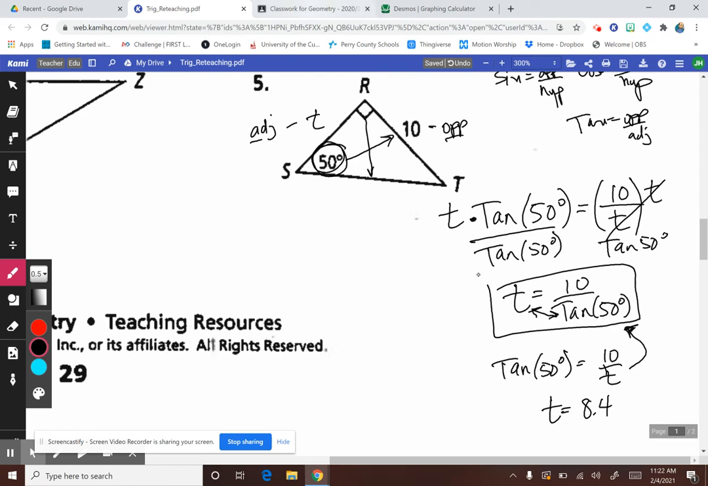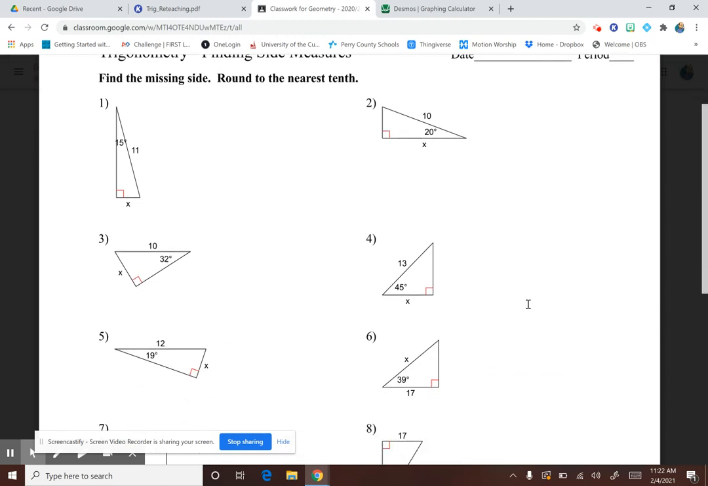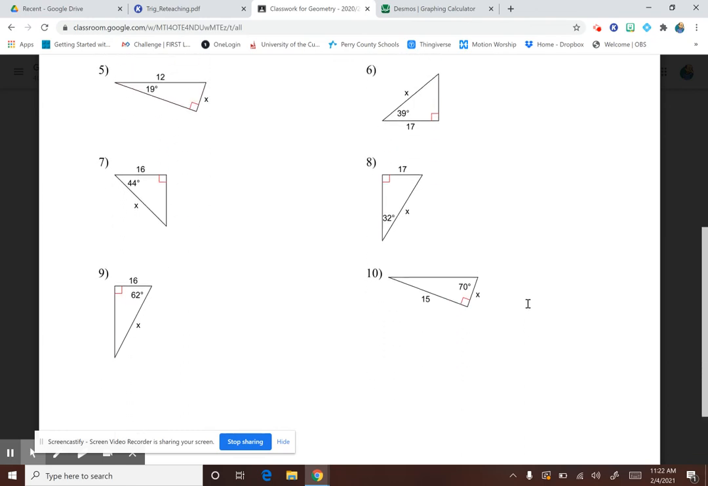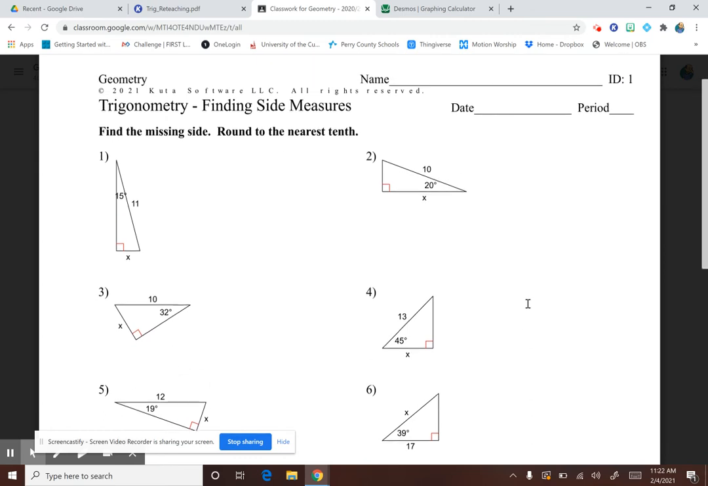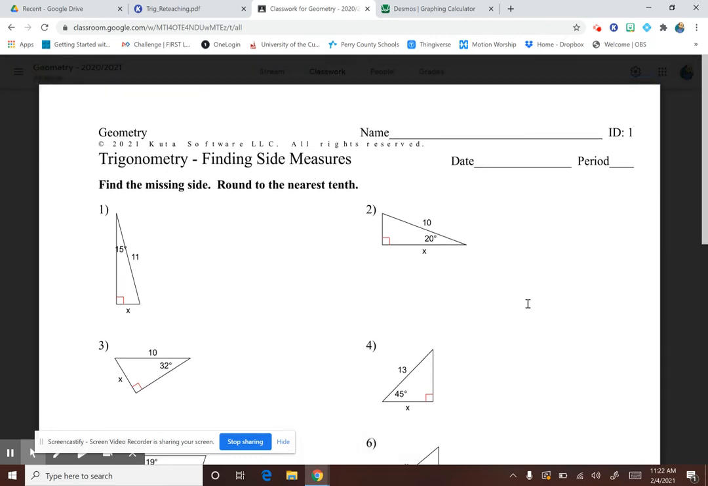Okay? So hopefully this has been helpful. Your practice is exactly like this. You only have 10 questions. But you're going to be using whatever trig function you need to use to solve these problems. So it may be sine, it may be cosine, it may be tangent, just depending on what your situation is. So just 10 problems. Obviously, if you need any help, make sure that you get with us, and we will be glad to help you with this.